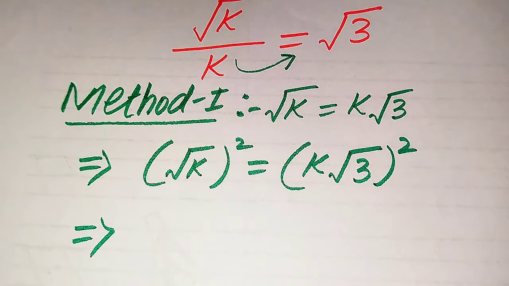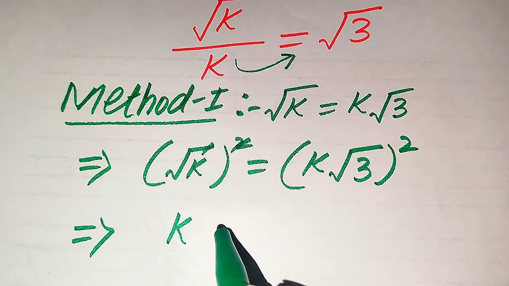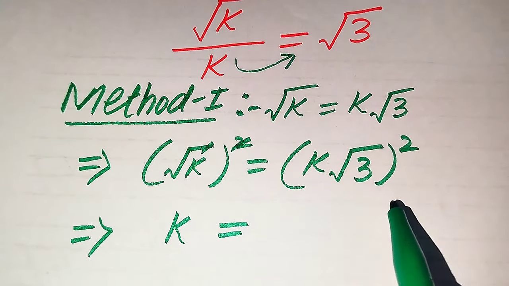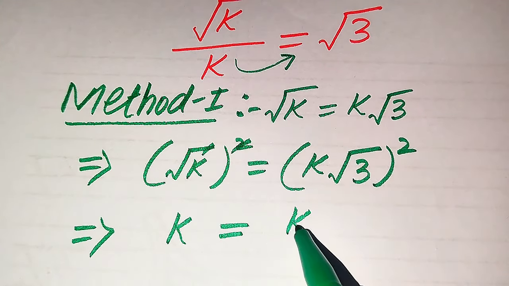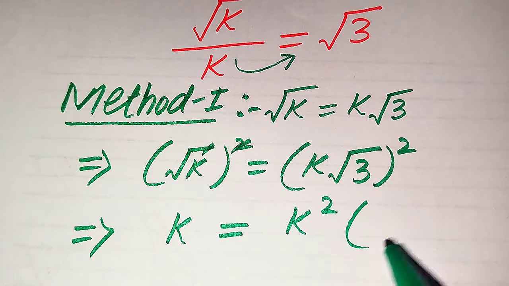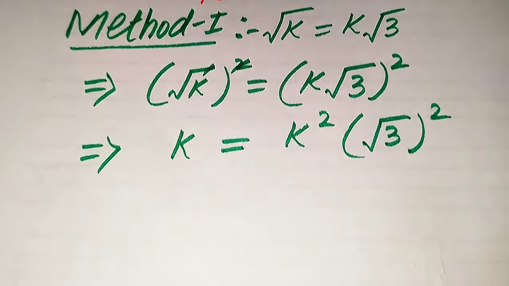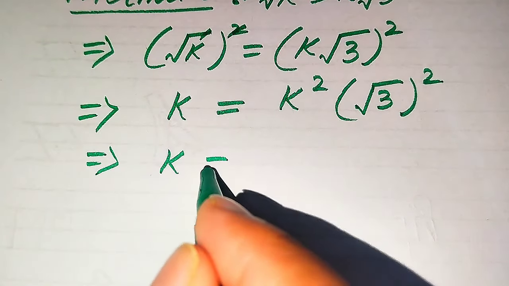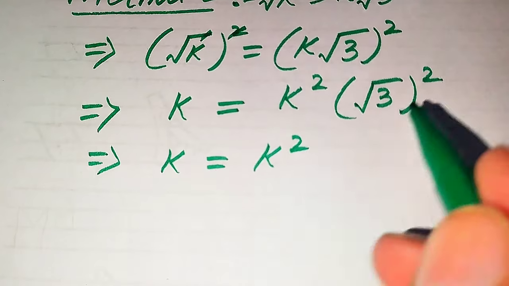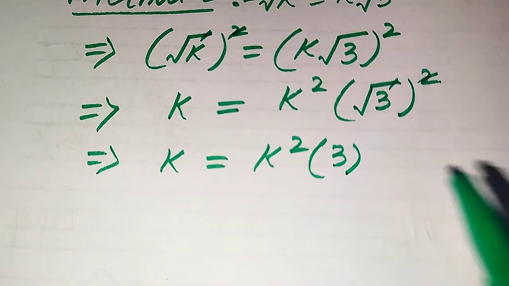Now you see here the square and this square root are gone, and we get k is equal to, here we apply the square separately on both of these values, and it becomes k squared into the square root of 3 whole squared. In the next step we have k is equal to k squared, and the square and square root are gone, and we get 3 only.